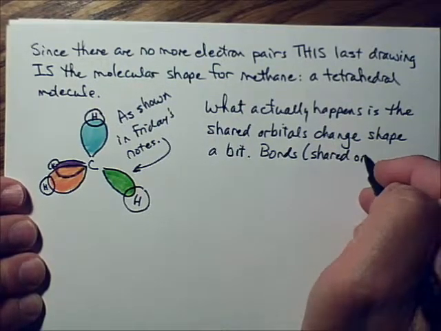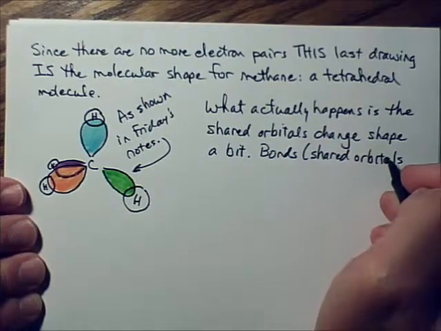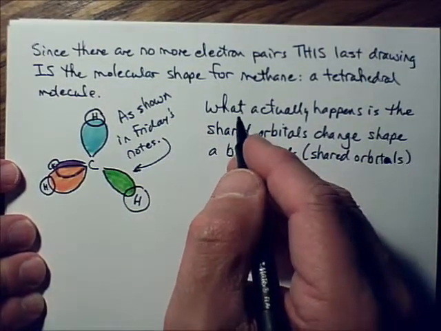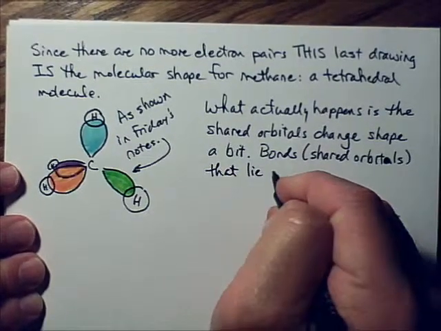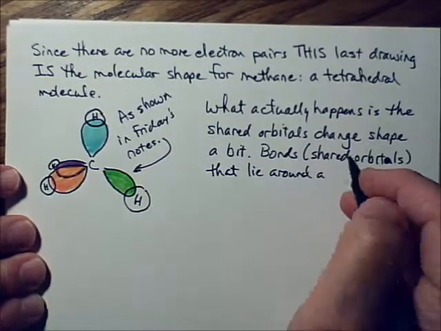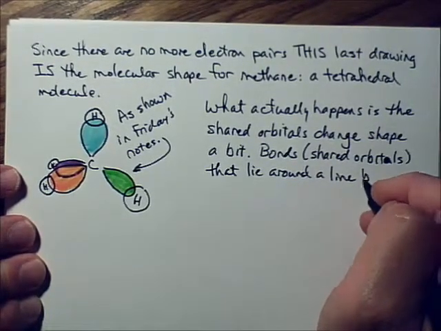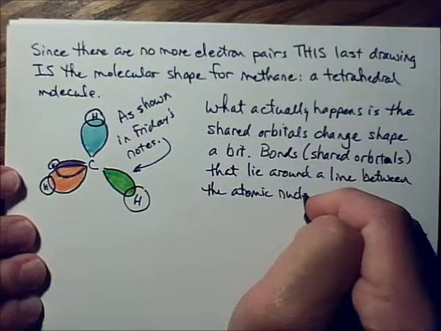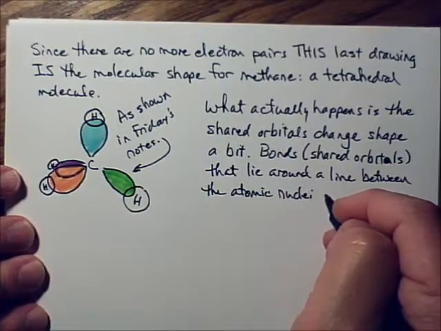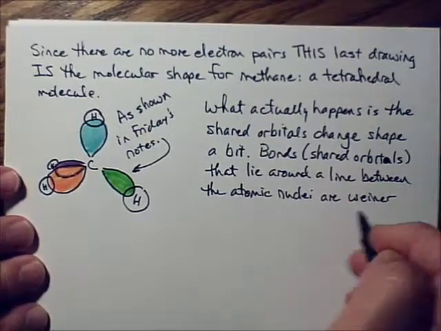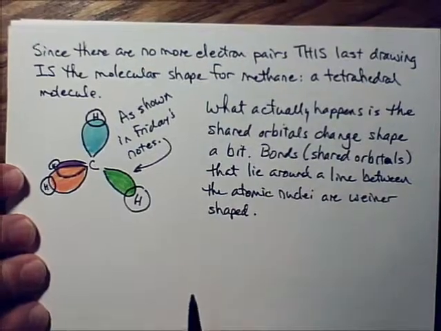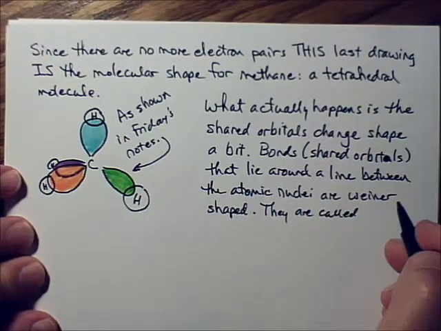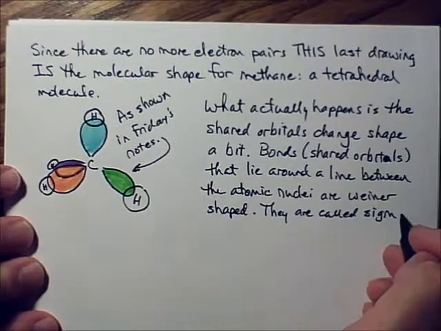So these covalent bonds are shared orbitals. When you have a covalent bond, you have a shared orbital. The kinds of bonds we're forming here, that lie around a line between the atomic nuclei, are actually wiener shaped. And they are called wiener bonds. No. Sigma bonds.